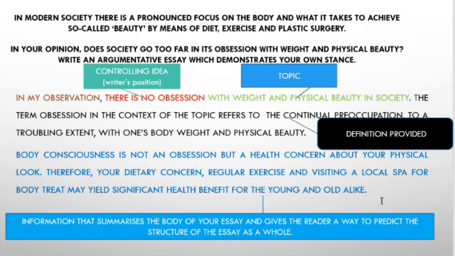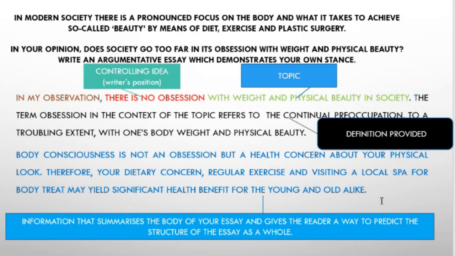So the student has given us an idea on the direction the essay will be taking and the ideas that the student will be using in the body paragraphs. Three ideas are going to be used in the body paragraphs. One, dietary concern. Two, regular exercise. Three, visiting local spa. And he'll be presenting these three ideas which are mentioned in the introduction. He would be doing that in order to prove that these ideas do not in any way suggest that the student is obsessed with weight and beauty, even when the student is doing regular exercise and going on a diet and visiting local spa.